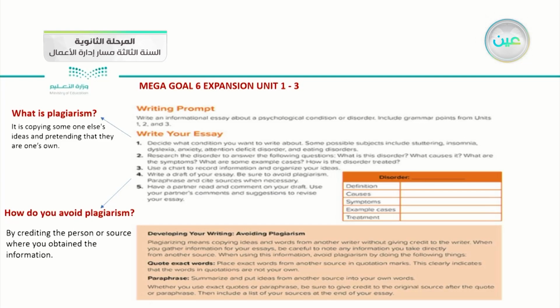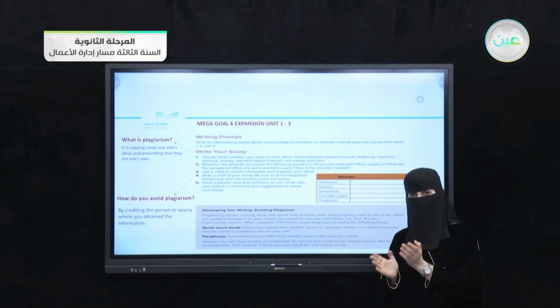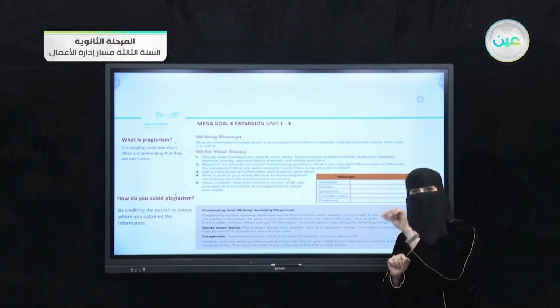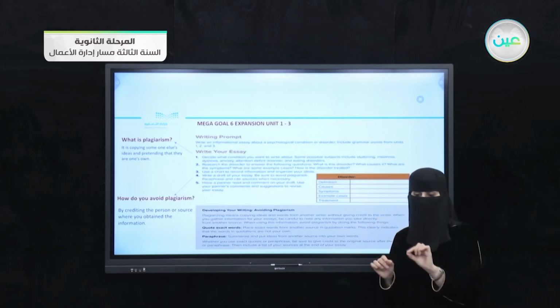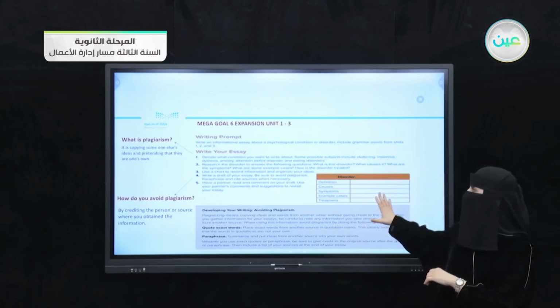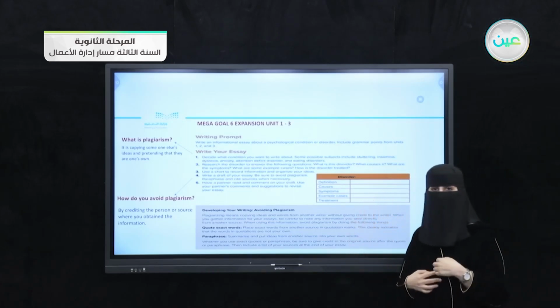Then include a list of your sources at the end of your essay. When you finish writing your essay, you should at the end write the sources where you found the quotations and information, and which you applied or wrote about, at the bottom of your essay. And this is the last point of our lesson today.